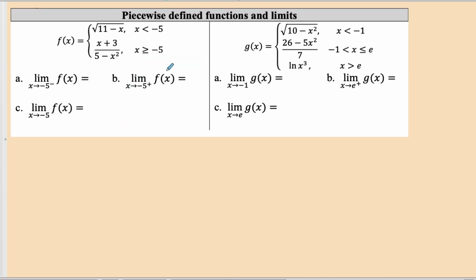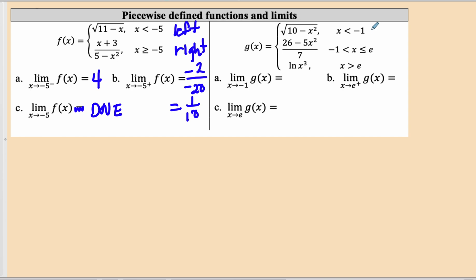Let's take a look at piecewise functions. This is approaching from the left. This is approaching from the right. We want to approach from the left at -5. Put a -5 in there. That'll be square root of 16, which is 4. Let's put a -5 into the right-hand side, so that'll be a -2 all over 5 take away 25, which is -20. And so the answer is 1/10. Clearly, the left and the right are not the same, so we say this does not exist.